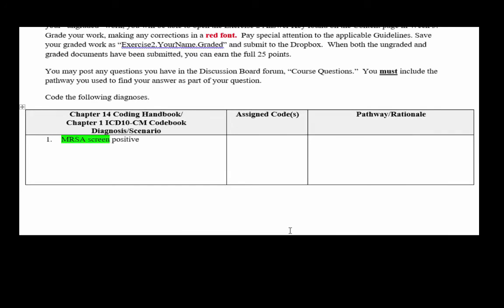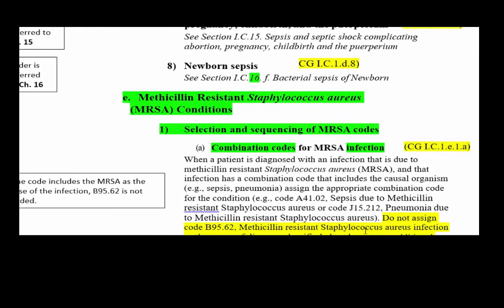I open up exercise 2. Now, when you open up exercise 2, you're going to see this first one's already been done for you, but just to walk you through this part of the exercise, I'm going to do that. When we read the first one, MRSA screen positive, we know that in the guidelines there were specific guidelines that addressed MRSA. A screen is just referring to a colonization. That term you may remember also from the guidelines. This particular diagnostic statement does not mention an infection, so we're going to go with the whole idea of a colonization.